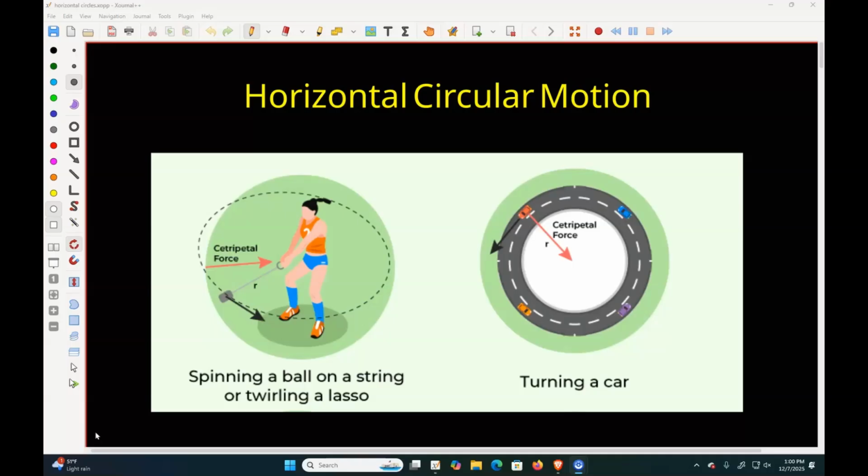Today we're diving into one of the most visually exciting topics in physics, horizontal circular motion. From a car rounding a curve, to a ball being swung on a string, to a rider spinning on an amusement park ride, objects moving in a circle all follow the same fundamental rules. But what keeps an object moving in a circle? How do we calculate the forces involved?